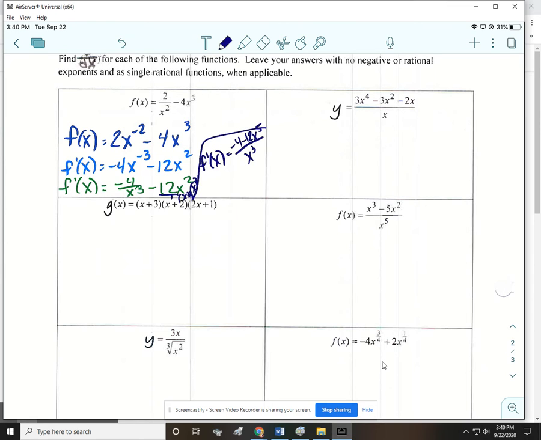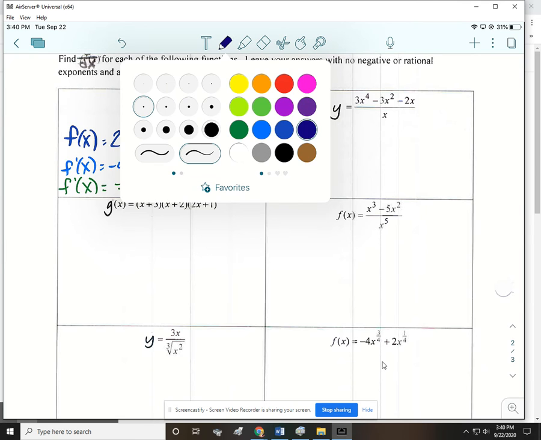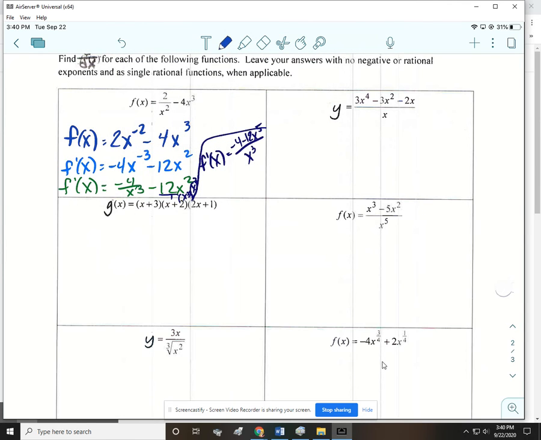Okay, let's look at the next one. Now we need to do some simplifying first. So what we can do on this one is just divide each of these by x and reduce it down.